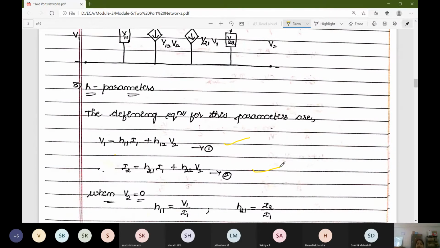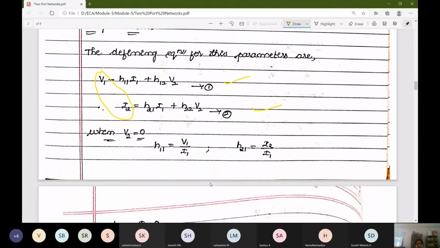Okay, in Z parameters it was written in terms of voltages. Second, in Y parameters it was in terms of current, I1 and I2. Now for H parameters, both are mixed here. It is hybrid, it has both. It has V1 and I2. So the first condition is when voltage is made 0. What do we mean by making voltage 0? We are short circuiting it. Okay. So H11 is V1 by I1 and H21 is I2 by I1.